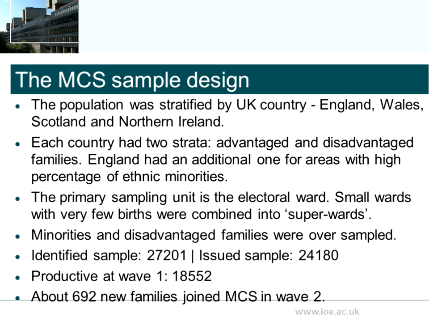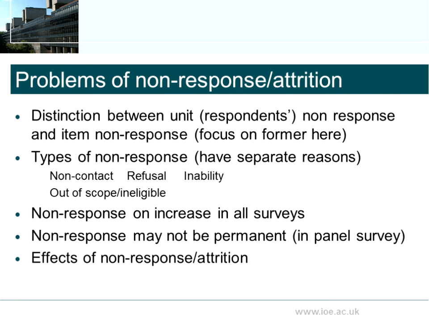The identified sample consisted of about 27,000 families. However, the issued sample in the first wave consisted of 24,000 families. And those who responded or participated in the first wave are 18,552 families. There are actually a number of families, 692 families, who were not part of MCS1 but joined the study in MCS2, so in wave 2. And these are basically the families whose addresses were not known in the first wave, and the survey agency was unable to contact them in time for the first survey.